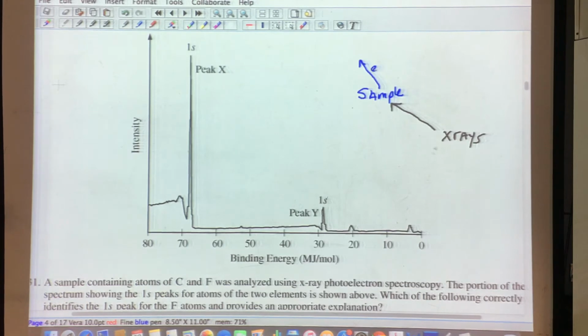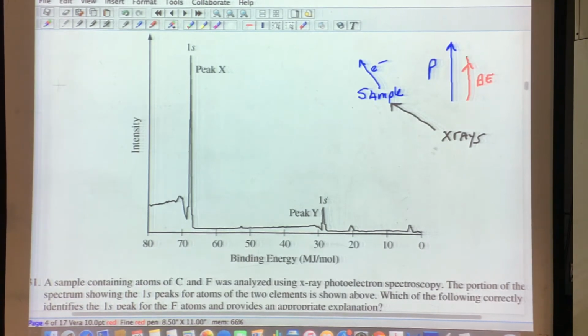Now you should know why they're emitted. If this is the energy of the photon, there's two parts. There's the binding energy that we overcome, and the rest of the energy is to measure the kinetic energy of the ejected electron. So what we do is measure the kinetic energy in photoelectron spectroscopy. We measure how many, by the way, we use a charged tube.